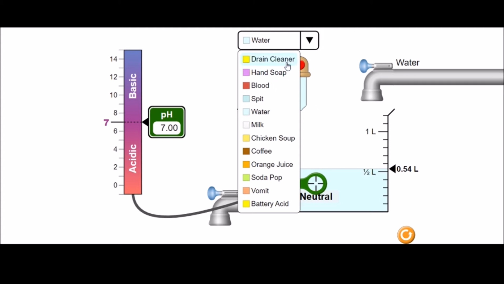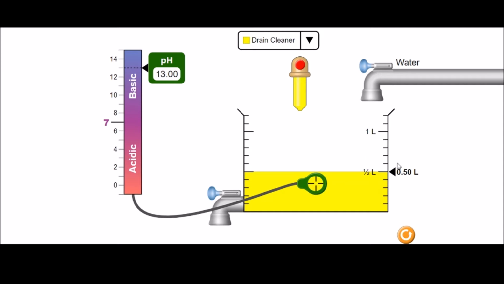Now I'm going to change my solution. I am provided with some solutions that we usually have in our daily life. We have drain cleaner, hand soap, our blood, spit, water, milk. One by one we are going to look at all these solutions and their pH. So let's take this drain cleaner. I can see the pH of this drain cleaner is 13, and 13 means that it is very basic, or strongly basic.